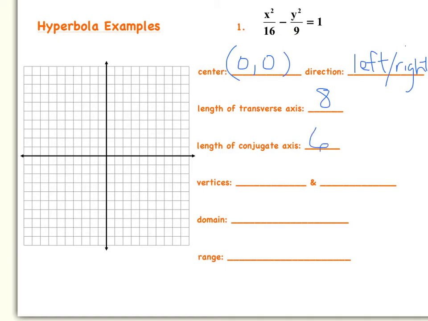Let's go ahead and sketch a graph based on the information we have now. Our center is (0, 0), so I'm going to plot that point. I know it's going to open to the left and to the right. So for my transverse axis, remember, a squared is 16, so a is 4. So I'm going to go to the right 4, 1, 2, 3, 4, and then I'm going to go to the left 4.